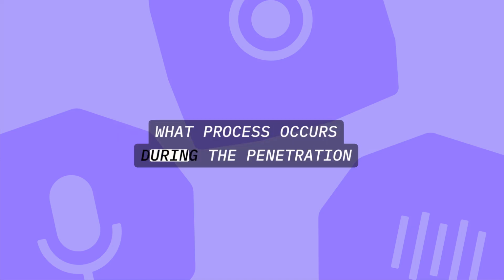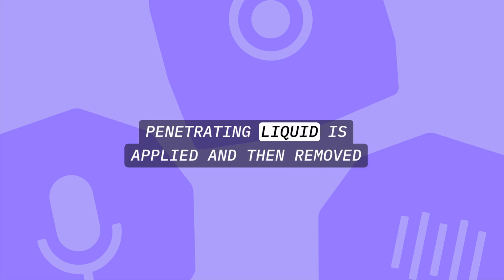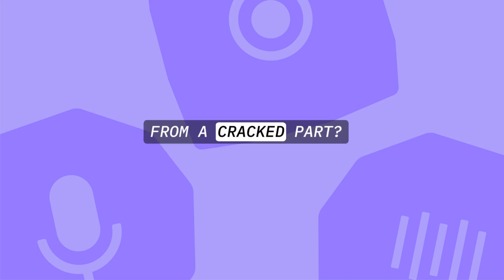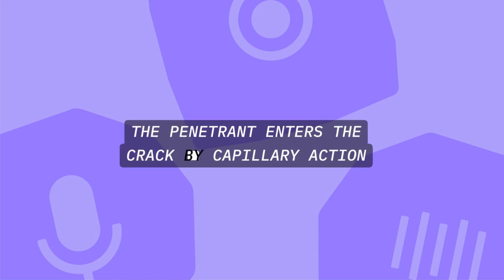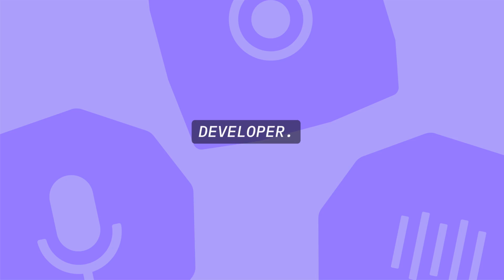What process occurs during the penetration stage of dye penetrant inspection, when the penetrating liquid is applied and then removed from a cracked part? The penetrant enters the crack by capillary action and remains there until made visible by the developer.